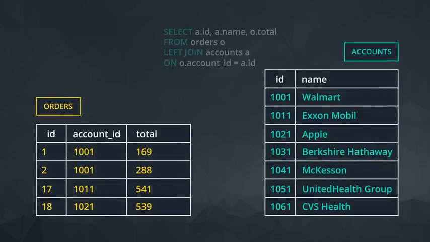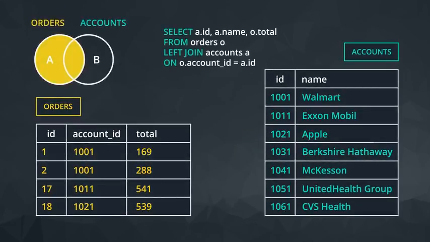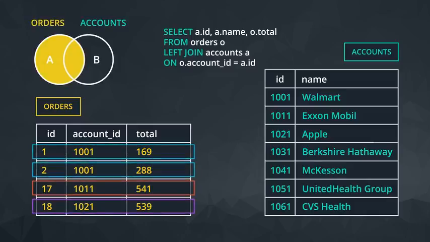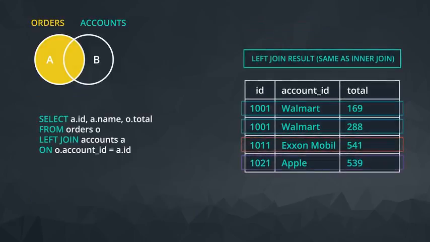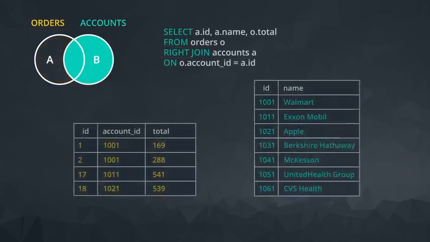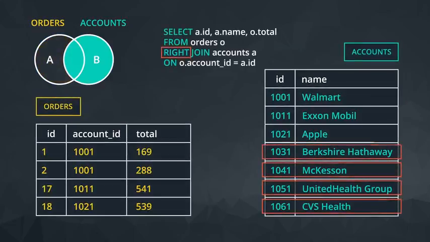Using these subsets of the accounts and orders tables, every single row in the orders table here can be matched to a row in the accounts table with an ID in the accounts table that corresponds to an account ID in the orders table. This result set is exactly the same as if we had used an inner join. A right join would produce a different set of results, though.